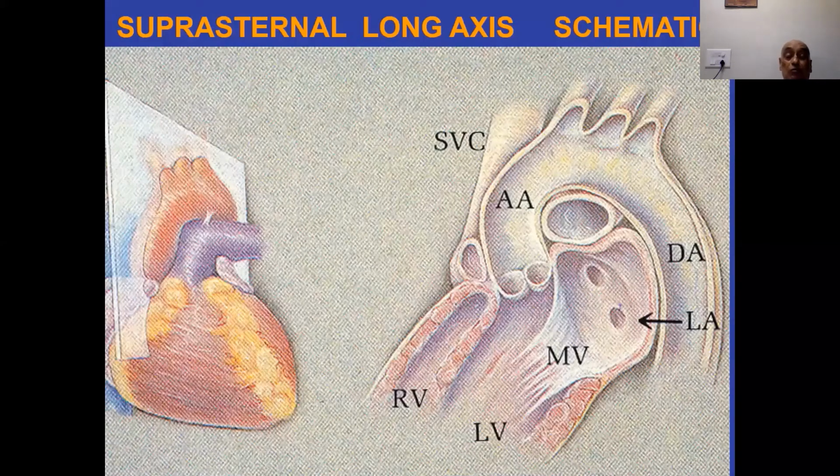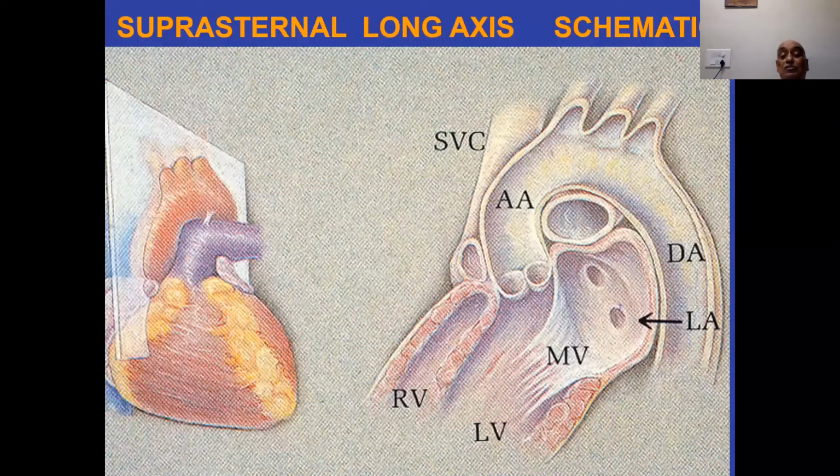Now, when you're putting the marker at the 1 o'clock position, you get what is called the suprasternal long axis view. So in this schematic diagram, what you're going to see is the ascending aorta, the transverse aortic arch, and the descending thoracic aorta, as well as the origin of the innominate artery, the left common carotid and the left subclavian arteries.